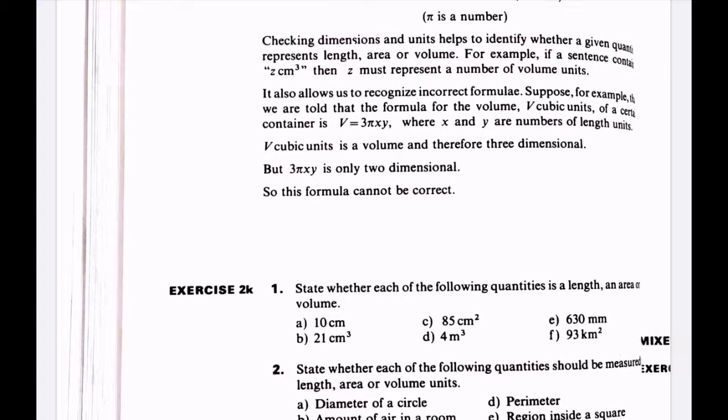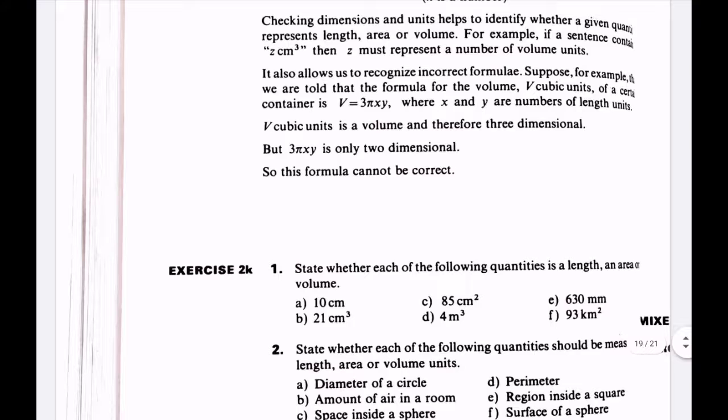Suppose, for example, we are told that the formula for the volume V cubic units of a certain container is V equals 3 pi xy, where x and y are the number of length units. V cubic units is the volume and therefore three dimensions are needed. But here we have only two dimensions, x and y. So that is the wrong formula.